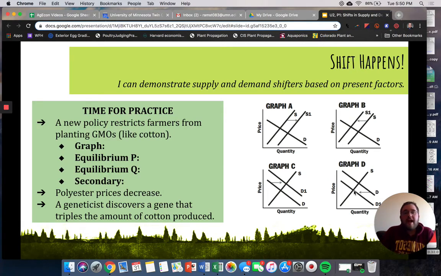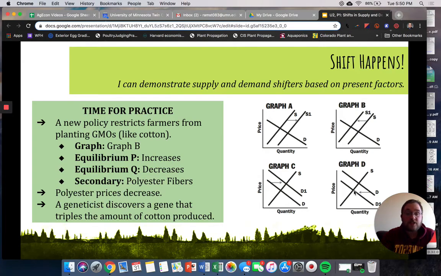All right, so now that you have had some time to try this out on your own, let's review together. So a new policy restricting farmers from planting GMOs, like cotton. GMOs are genetically modified organisms, as we talked about. And if a policy is going in and limiting what a farmer can or cannot plant, do we think that's going to affect supply or demand? And is it going to increase or decrease? Well, hopefully through deliberating and thinking to yourself, you recognize that graph B is the correct answer.